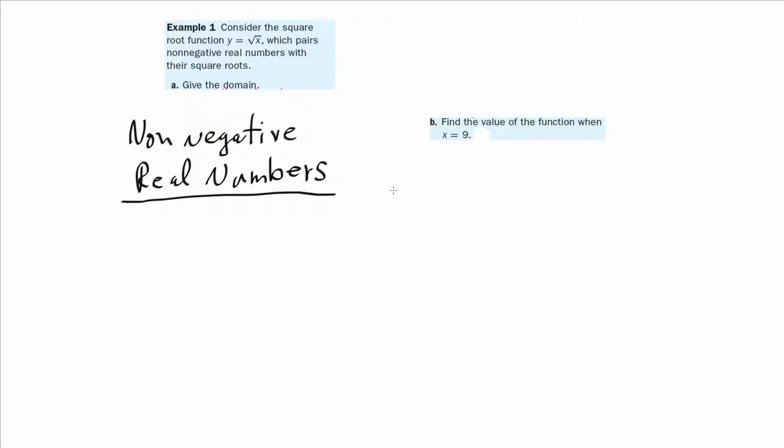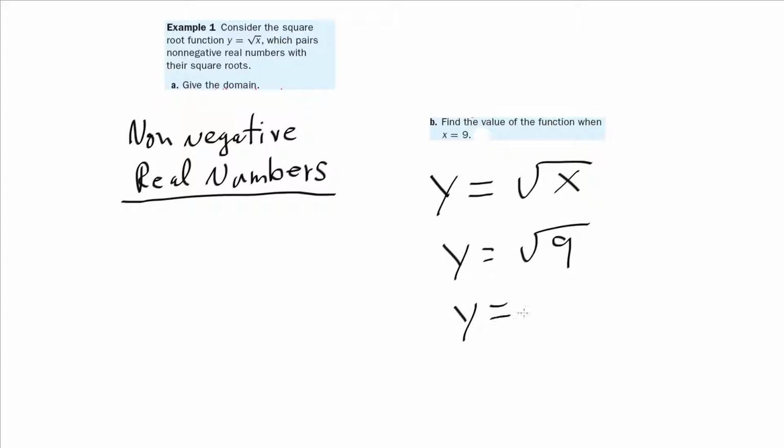For b, find the value of the function when x equals 9. What this is asking is, the function is y equals the square root of x. If x equals 9, y equals the square root of 9. The square root of 9, where's my calculator? Oh wait, we know this one. Square root of 9 is 3. So the answer is that y equals 3.